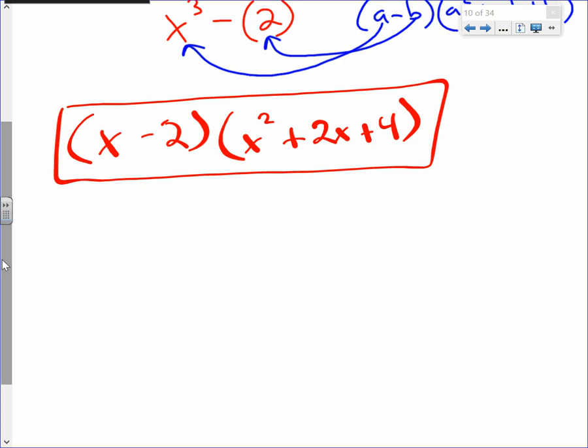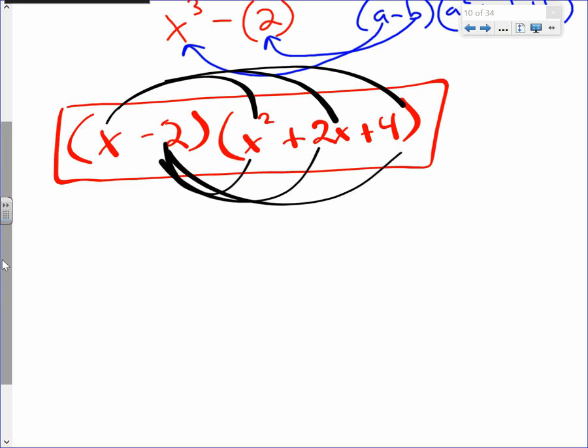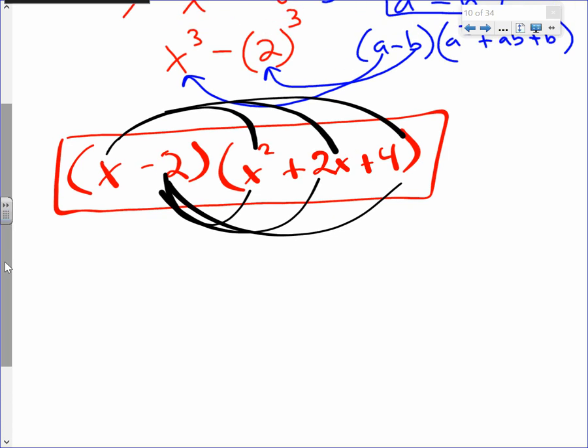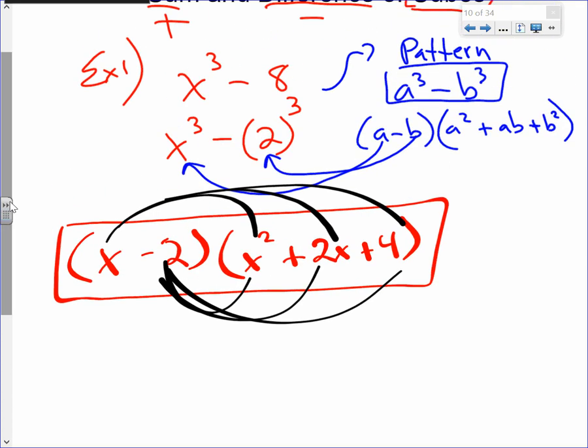All right, watch this. I'm going to prove it. I'll take care of you right now. Watch this. X times this, x times that, x times that. That's how we multiply, right? Polynomials. We did it about a month ago. Negative 2 times this, negative 2 times that, negative 2 times that. You mean to tell me, Mungia, that all this multiplied is going to become x cubed minus 8? Yes, watch.